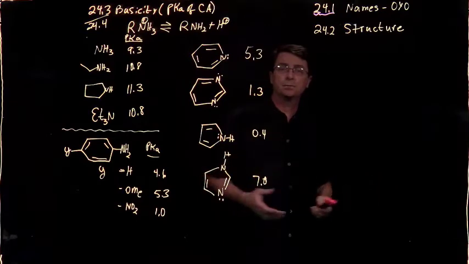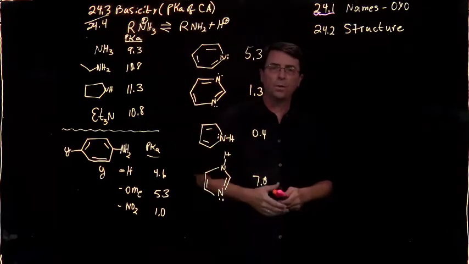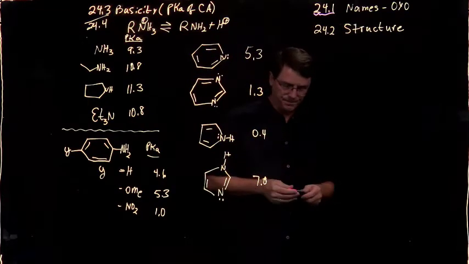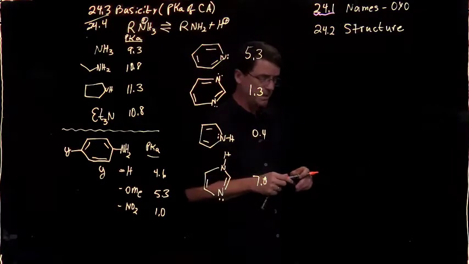So I'm going to do structure and properties together. This is 24.1, 2, 3, and 4. We'll talk about acidity and basicity here in a minute. I've already put that table up so we don't have to go through the boredom of creating it.